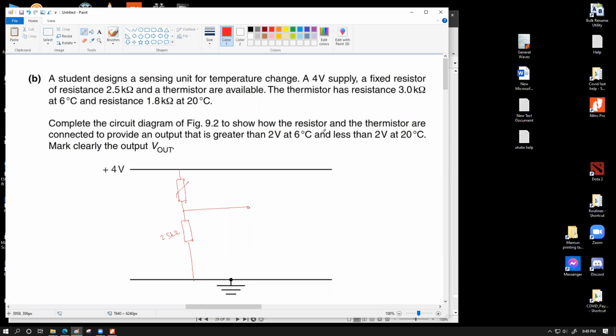So when the question says complete the figure to show how they are connected, it should provide an output that is greater than 2 volt at 6 degrees Celsius. So at 6 degrees Celsius, the thermistor has a resistance of 3 kilo ohm, which is bigger than 2.5. So bigger than 2 volt should be available here. Okay, this is my V out.